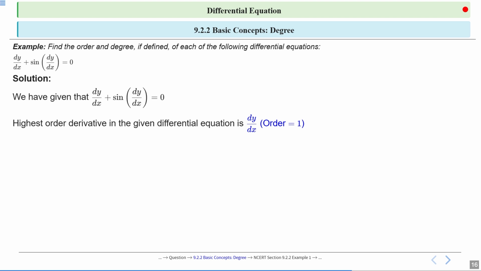Always remember, order is always defined for a differential equation. We just have to look at the highest order derivative present in that equation, and the order of that derivative term is the order of the differential equation.